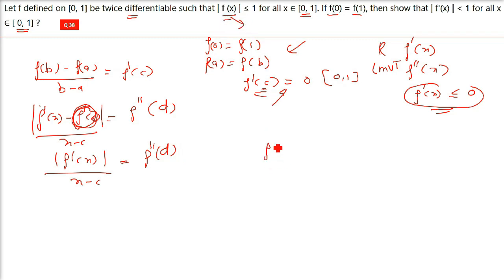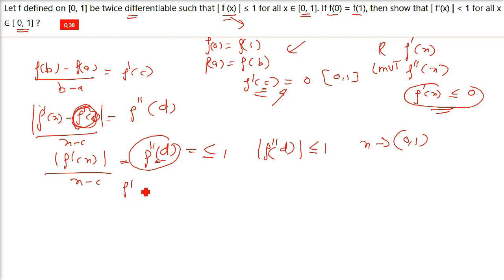Now one more thing is given, f double dash d, modulus of this is less than or equal to 1. It is double differentiable, and it is less than or equal to 1. That means the left side is also less than or equal to 1. Modulus of f dash x by x minus c is less than or equal to 1. That means modulus of f dash x is less than or equal to modulus of x minus c.